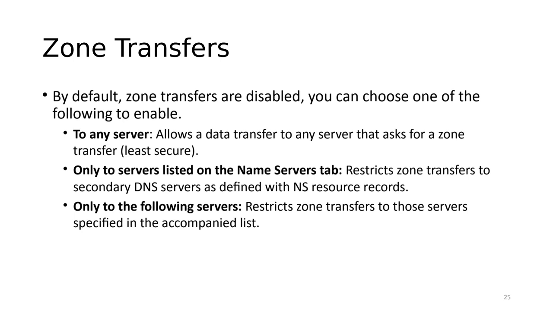Okay. By default, zone transfers are disabled. You can choose one of the following to enable. To any server, which allows data transfer to any server that asks for a zone transfer. The problem with this is it is least secure, because I can transfer to any server that requests. Or only to servers listed on the name servers tab. This one restricts zone transfer to secondary DNS servers as defined with the NS resource records.